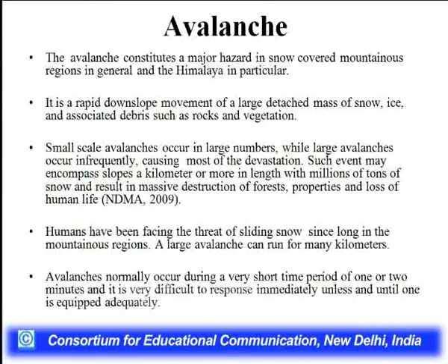Avalanches normally occur during a very short time period of 1 or 2 minutes, and it is very difficult to respond immediately unless one is equipped adequately. So, it is very important that the people going in that region should be very well equipped for protecting and preventing themselves. It is very important to know the types of avalanches. There are 2 basic types of avalanches, and then I will also discuss some of the subsets: loose snow avalanches and slab avalanches.